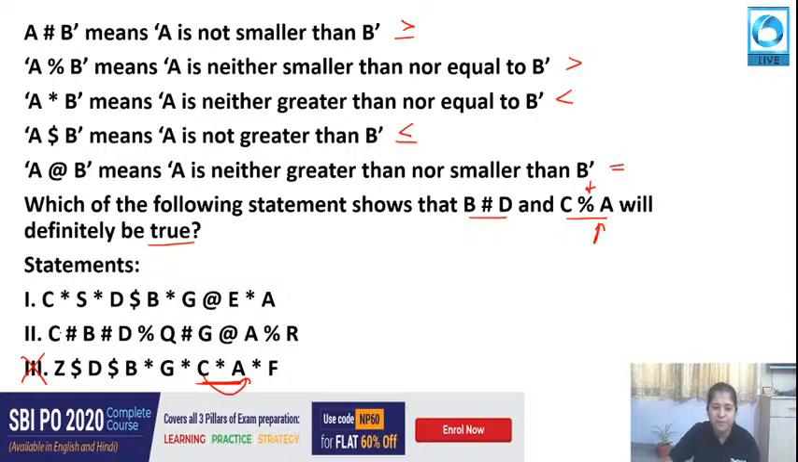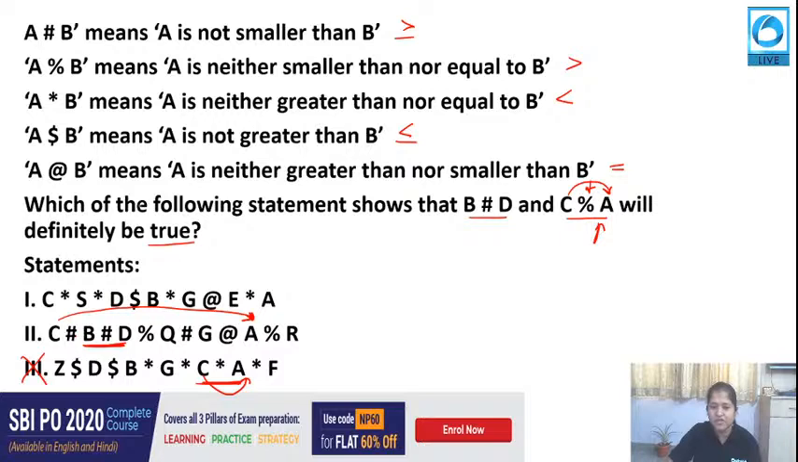Yahan par agar hum dekhe, second ko agar hum dekhe, this is your B hash D. So, B hash D toh directly mil raha hai. Now, you need to check the relationship from C percentage A, right? So, this you have to check that what will be the relationship between them. So, you have a hash, hash, percentage, hash and at the rate. What are the relationships here? Agar aap yahan par group bhi banaoge, toh bhi utna hi time lagega. Nahi toh aap directly bhi dekh sakte.